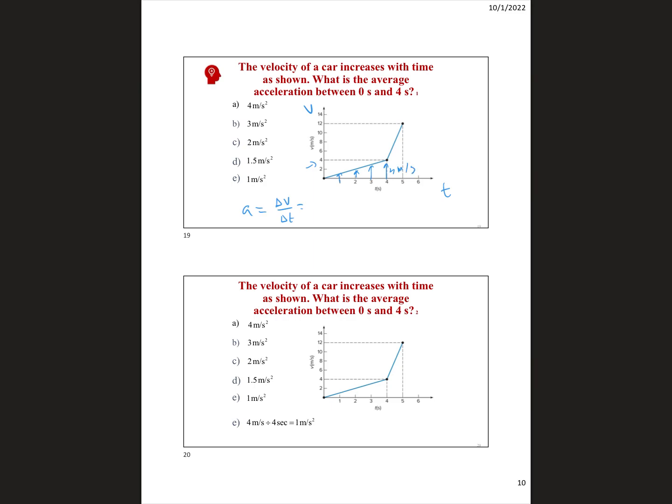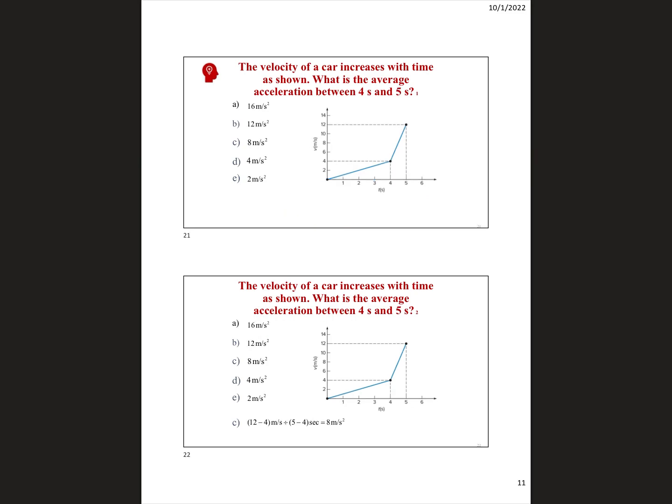4 meters per second is the vertical amount of velocity at t equals 4. V final minus V initial. V initial is 0. Here I don't see any V initial at t equals 0. Divided by t final minus t initial, 4 minus 0. 4 minus 0 is 4. 4 divided by 4 is 1. 1 meter per second squared is the acceleration of the body between 0 and 4. Okay, let's go to the next question.